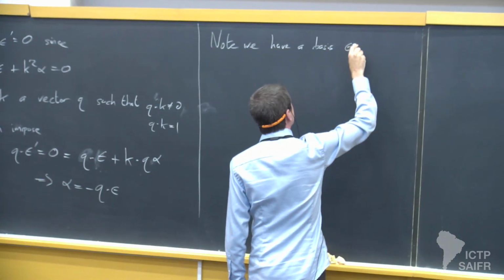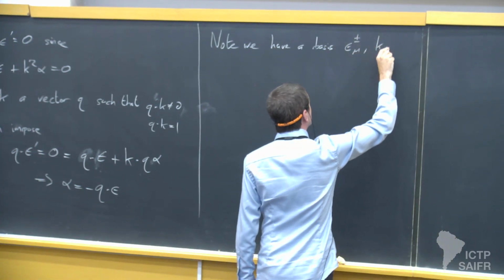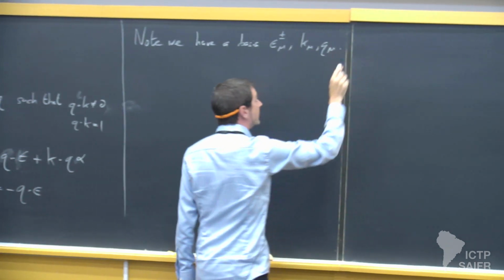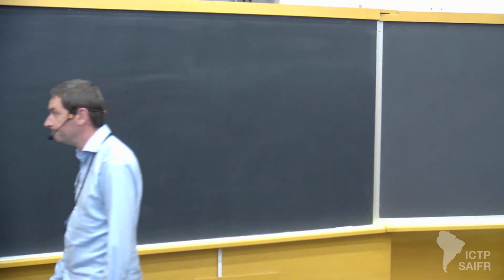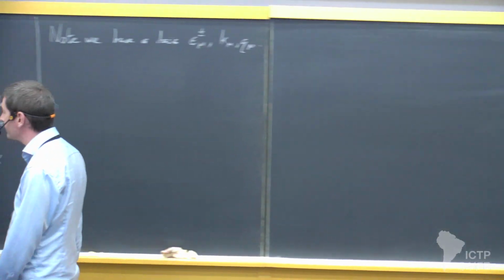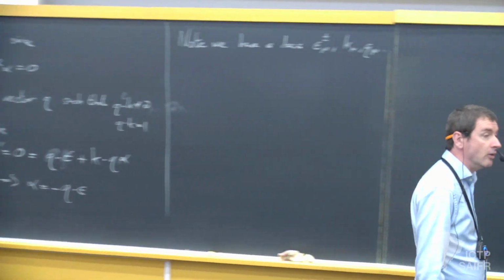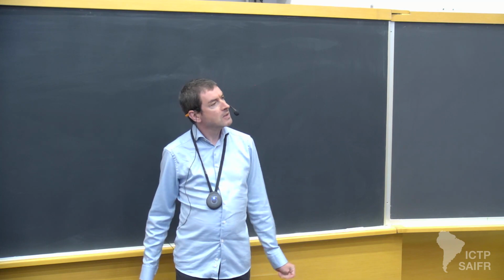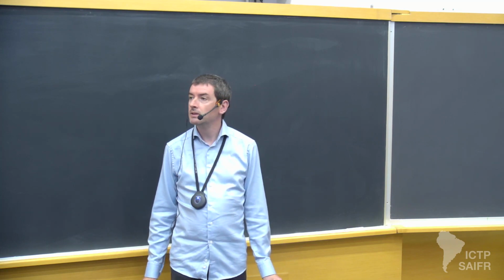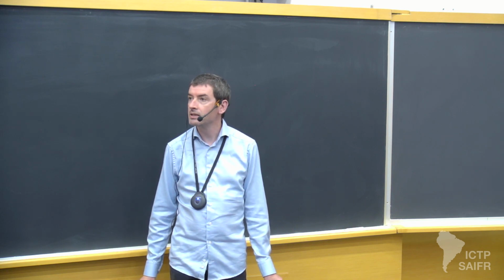Which is, the 2 epsilons, now let me call them epsilon plus and minus, k mu, q mu. Sort of handy, and I'll use that in a moment. This is a basis of the 4-dimensional space of vectors. Okay, so that's E and M, very straightforward. Hopefully that's reasonably clear, although if there are questions, of course, it's a good time to ask one. Things are hopefully not too complicated.